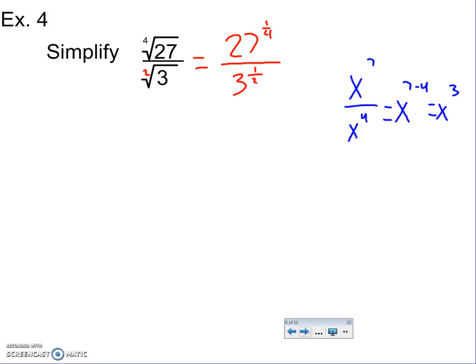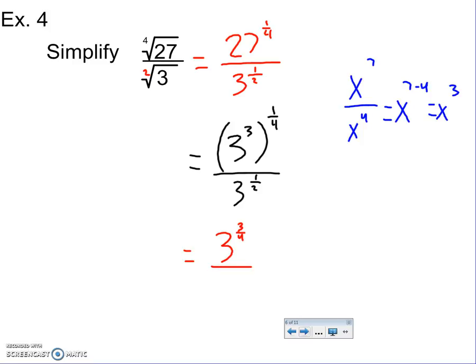However, we can replace 27 with another 27 that looks like common form. 27, y'all should know, is the same as 3 to the 3rd power. That is a perfect cube, because 3 times 3 is 9, times 3 is 27. All right. Now, I'm almost at common bases. The top gives us power to a power, an exponent outside of parentheses. So you multiply that, so that's going to be 3 to the 3 over 4 divided by 3 to the 1/2. Now, since we have common bases, instead of x to the 3, I can just subtract the exponents.